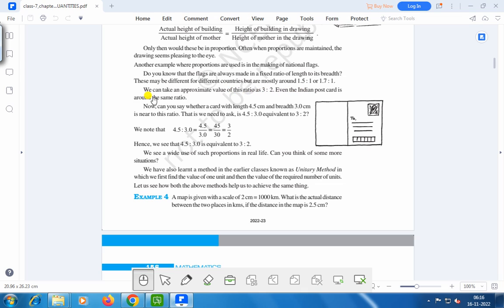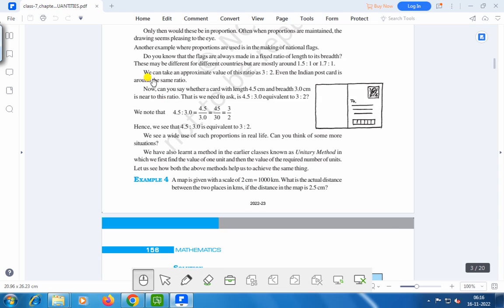Even the Indian postcard is around the same ratio. Can you say whether a card with length 4.5 cm and breadth 3 cm is near to this ratio? That is, we need to ask, is 4.5 is to 3 equivalent to 3 is to 2?